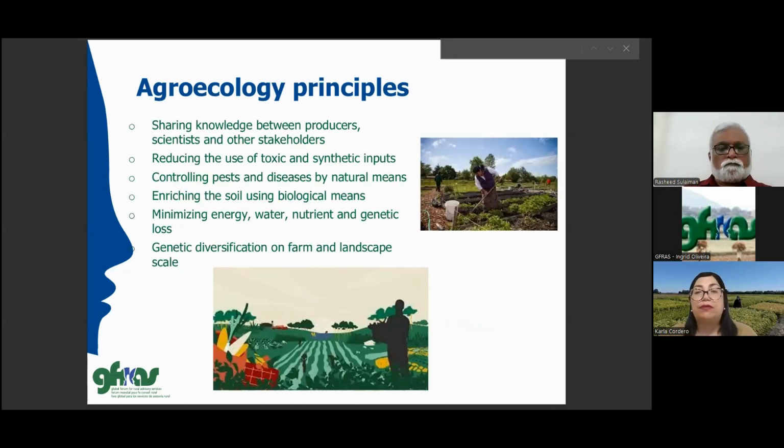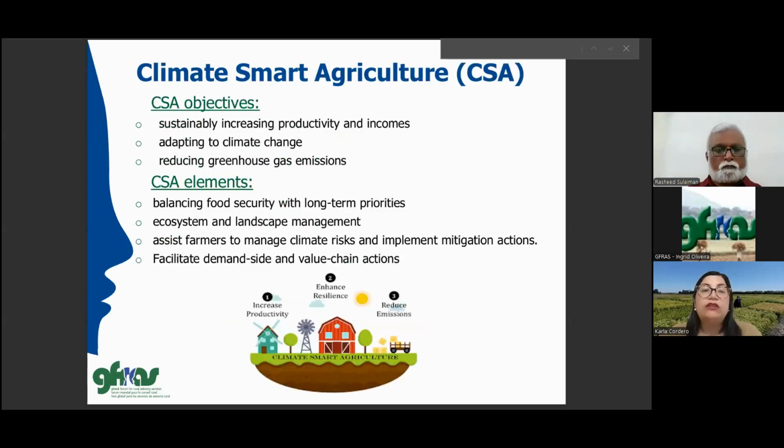The agroecology principles, for example, which is one of the alternatives to adapt to climate change, consist in sharing knowledge between producers, scientists, and other people, reducing the use of toxic and synthetic inputs, and controlling pests and diseases by natural means, etc. We also have climate smart agriculture, which is focused on sustainability and increasing productivity. We know that the population is growing and we need to feed all this population, but we need to do it adapting to climate change and reducing emissions to decrease global warming.